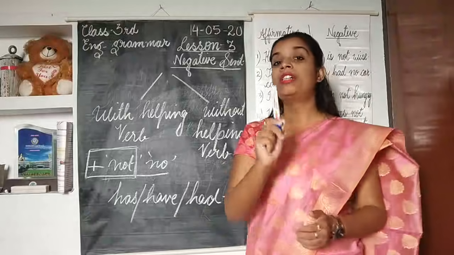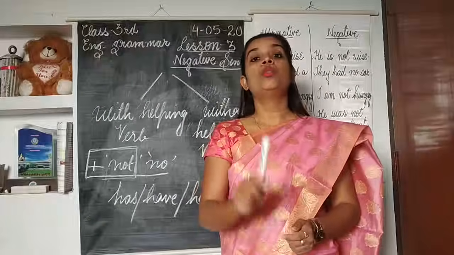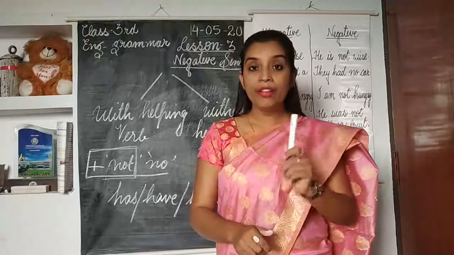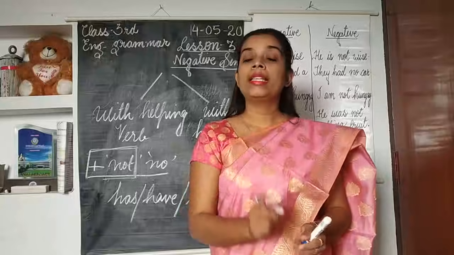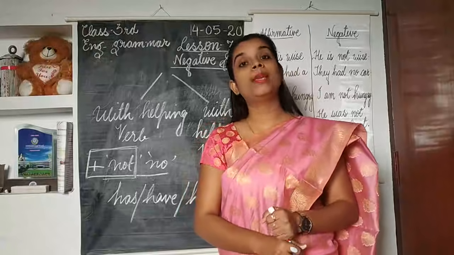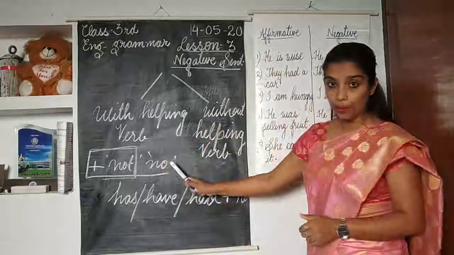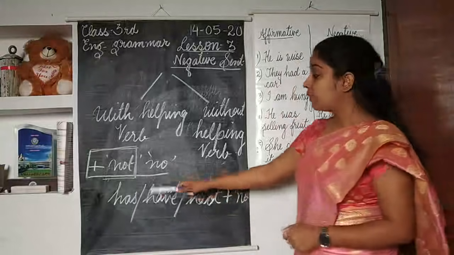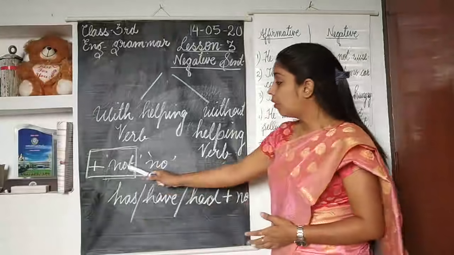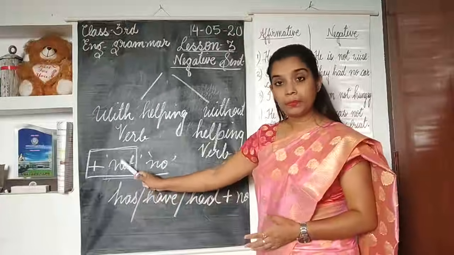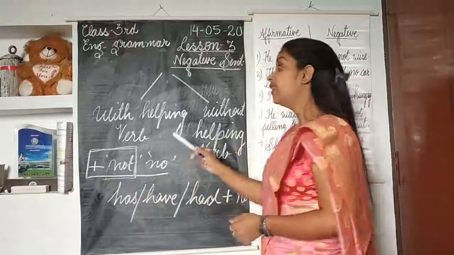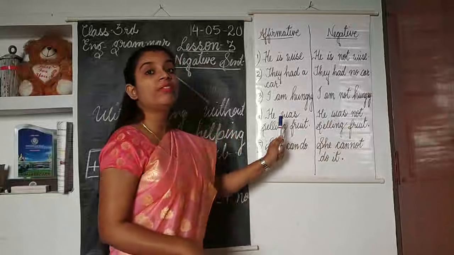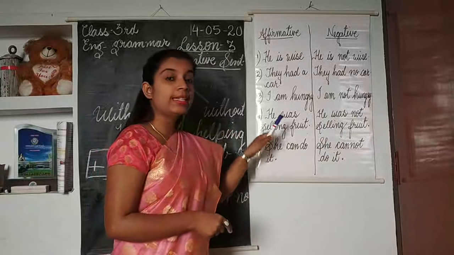So the very first step is to identify whether a sentence has a helping verb in it or not. If it has a helping verb, you can easily change that sentence into a negative simply by adding not or no. If these three helping verbs are there, you will add no after them. If the rest of the helping verbs are there, except these three, you will add not after them. I hope this much is clear to all of you. Let's see a few examples of how to change an affirmative sentence into a negative sentence if it has a helping verb in it.